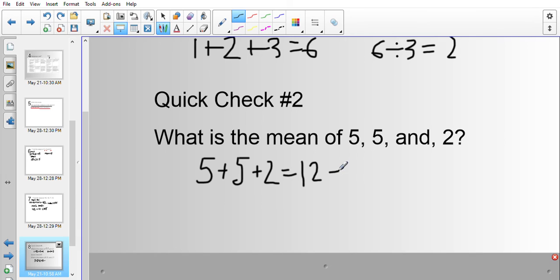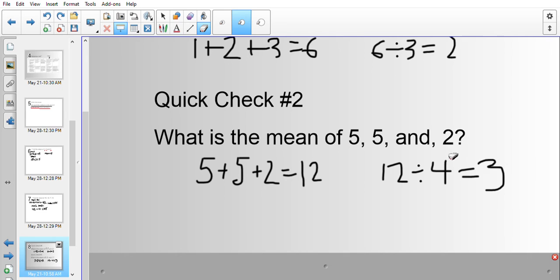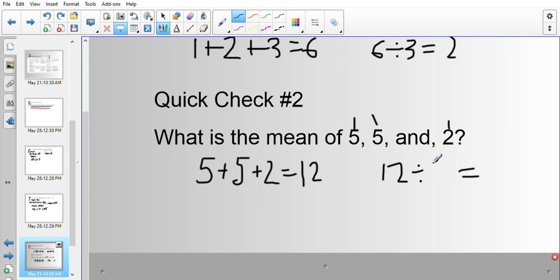Then I'm going to take that 12 and divide by the amount of data points. And remember, there are 1, 2, 3. And 12 divided by 4. Oh, I'm sorry. I goofed. Oh, Mr. Marlowe. I said 3 and I wrote a 4. How many data points are there? There are 1, 2, 3. So it's 12 divided by 3. And 12 divided by 3 is 4. So the mean or average of 5, 5, and 2 is 4.